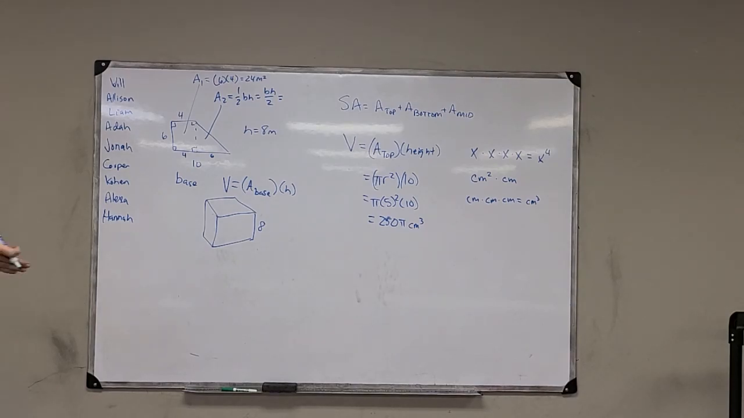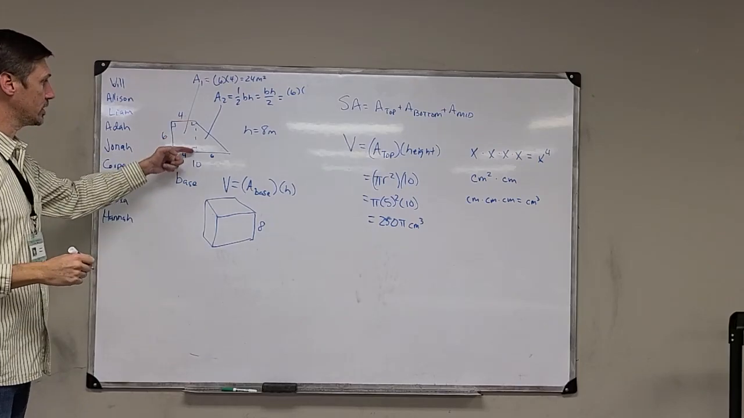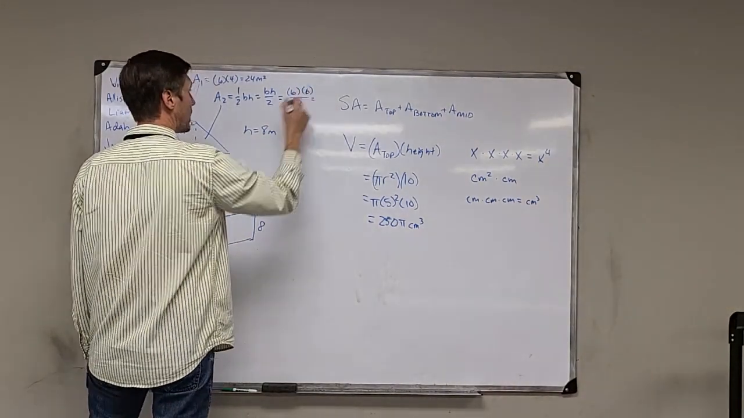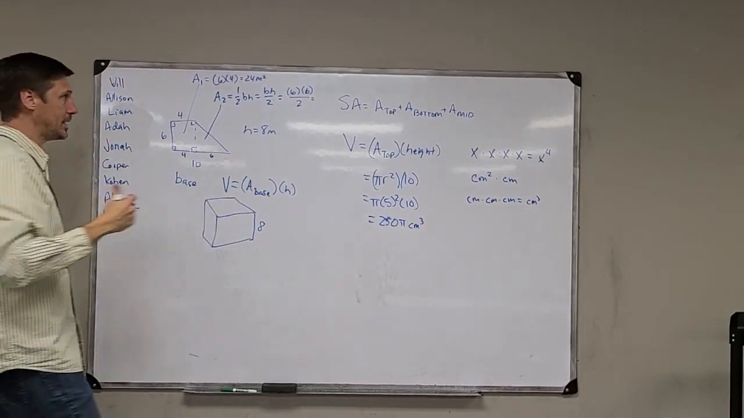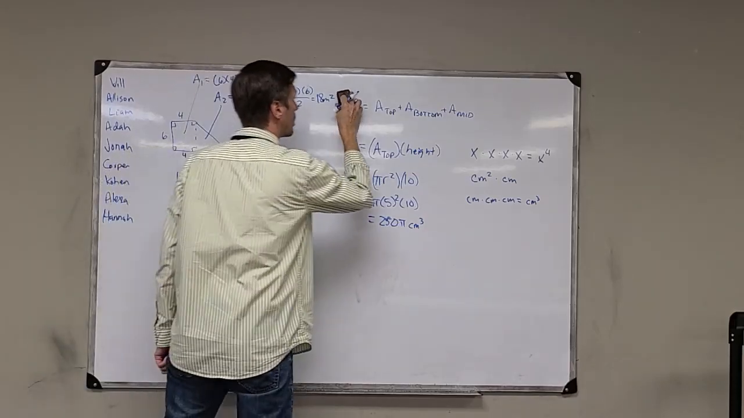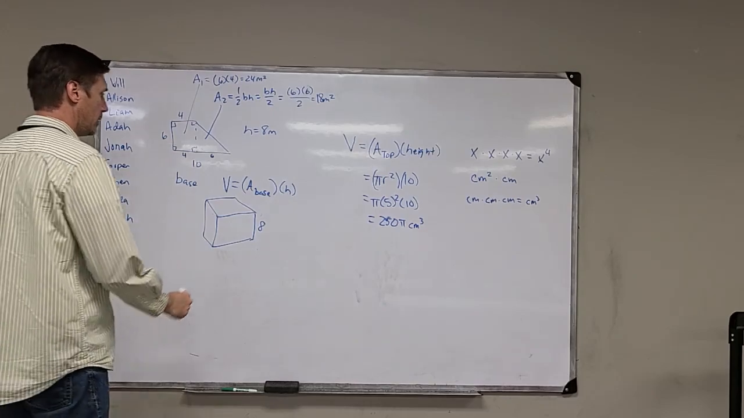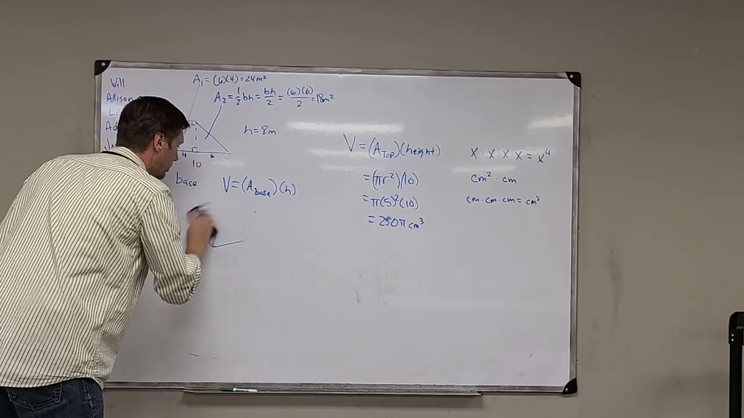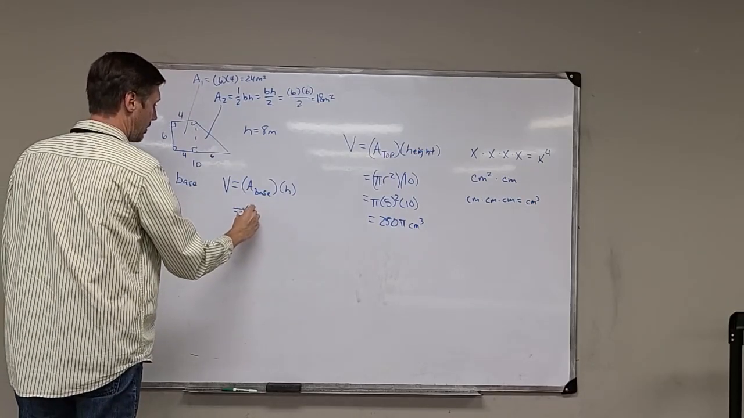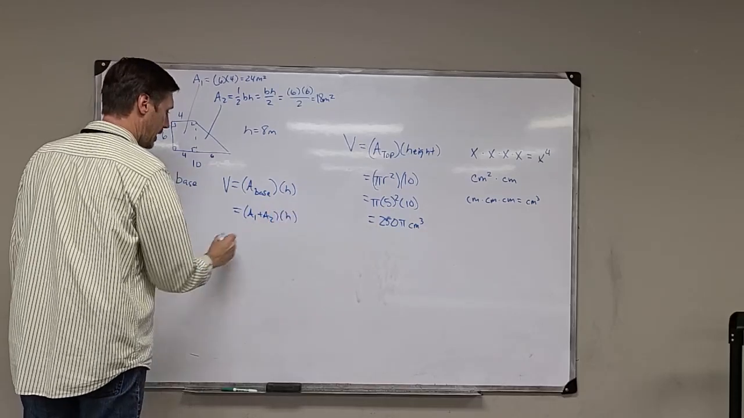The base for this one is 6. The height for this one is this distance here, so it's also 6. And then we divide that by 2, so we've got 36 divided by 2, which is 18. So this is going to be 18 meters squared. And so the area of our base altogether is just going to be those two areas added together. So the area of the base is area 1 plus area 2. And then we're going to multiply that times the height to get our volume.